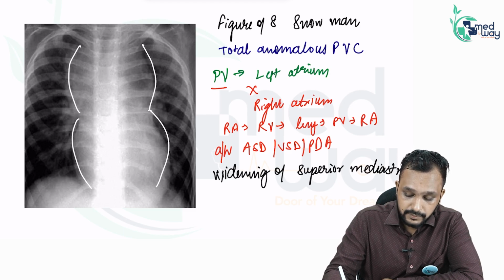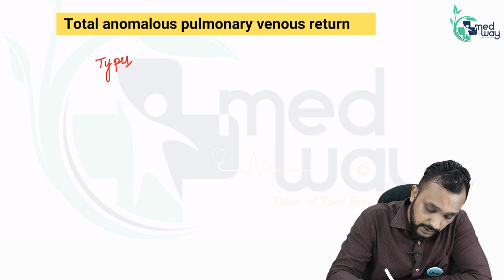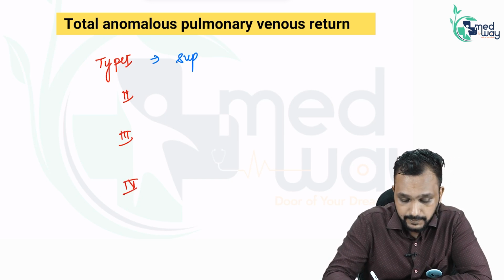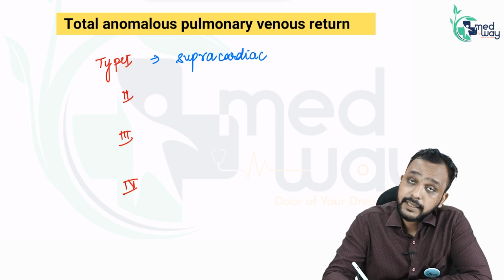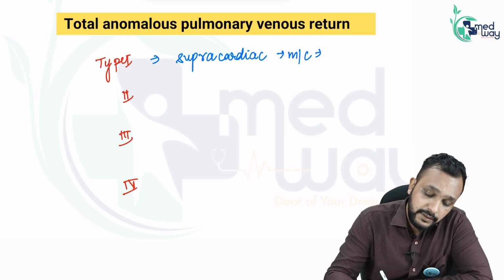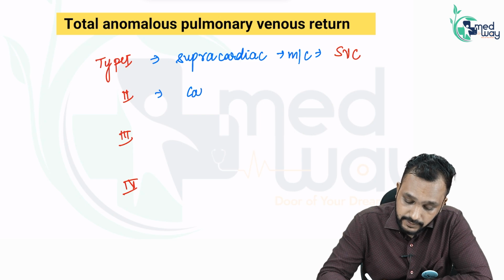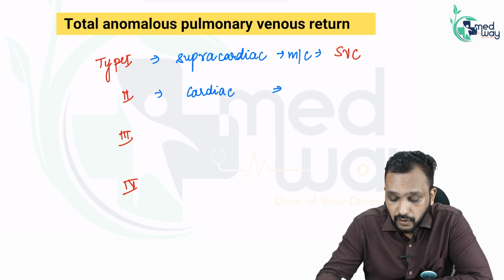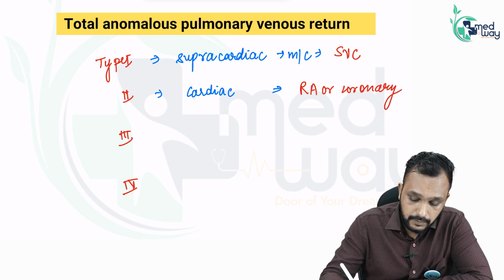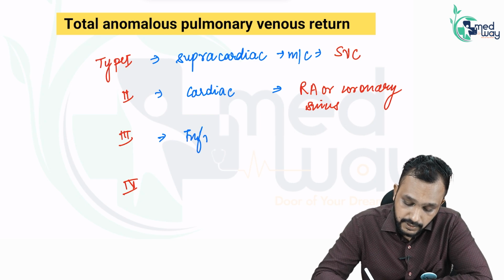Now, guys, we should also know the various types of total anomalous pulmonary venous return, right? So it can be of various types, type 1, 2, 3 and 4. So one is your supracardiac type of TAPVC, and just remember that it is the most common type of TAPVC. And what happens in this? All the pulmonary veins are draining into the superior vena cava, right? Then you have the type 2, which is cardiac, right? Here all the pulmonary veins are draining into the right atrium or coronary sinus. Then you have type 3, which is the infracardiac type.